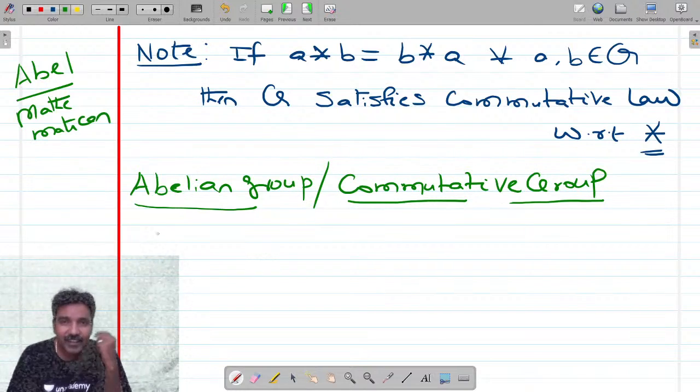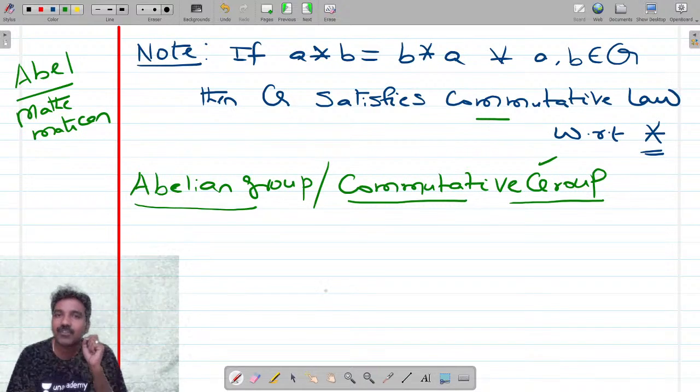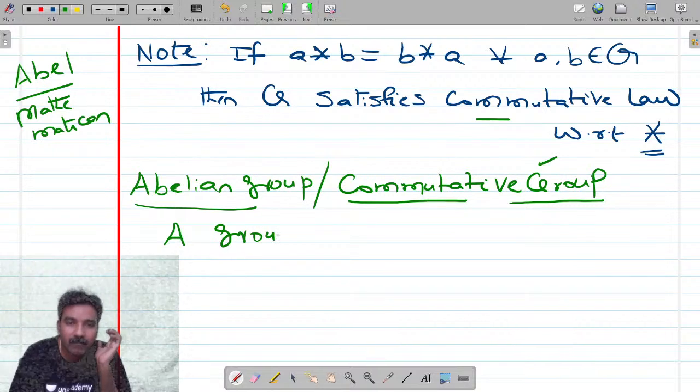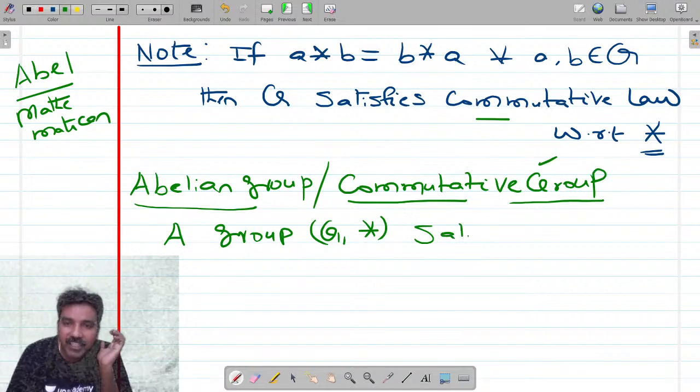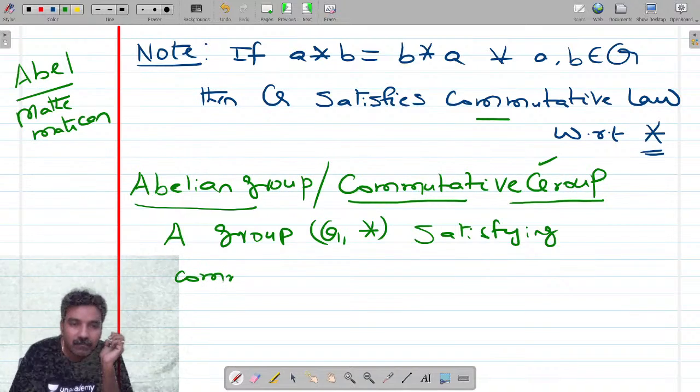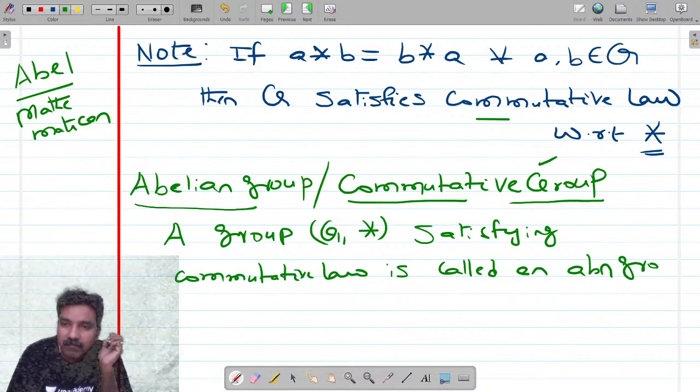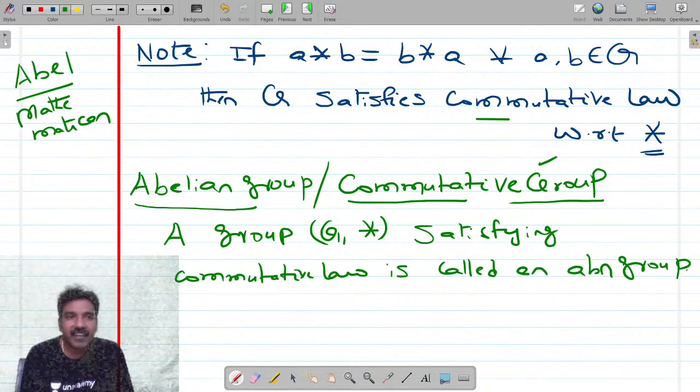Okay, abelian group. So a group needs 4 properties. If a group satisfies commutative law, then it is called an abelian group. A group G comma star satisfying commutative law is called an abelian group. Right. Next definition, semi group.